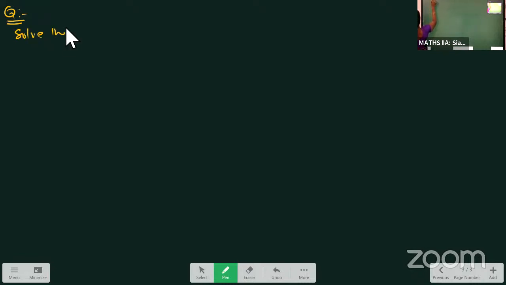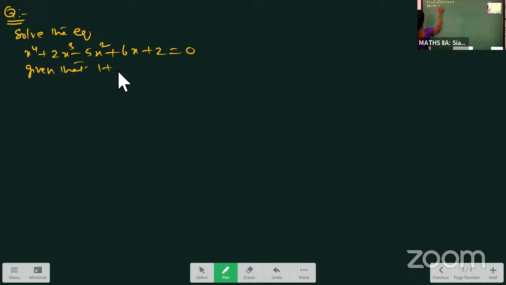Solve the equation x power 4 plus 2x cube minus 5x square plus 6x plus 2 is equal to 0, given that 1 plus i is one of its roots.